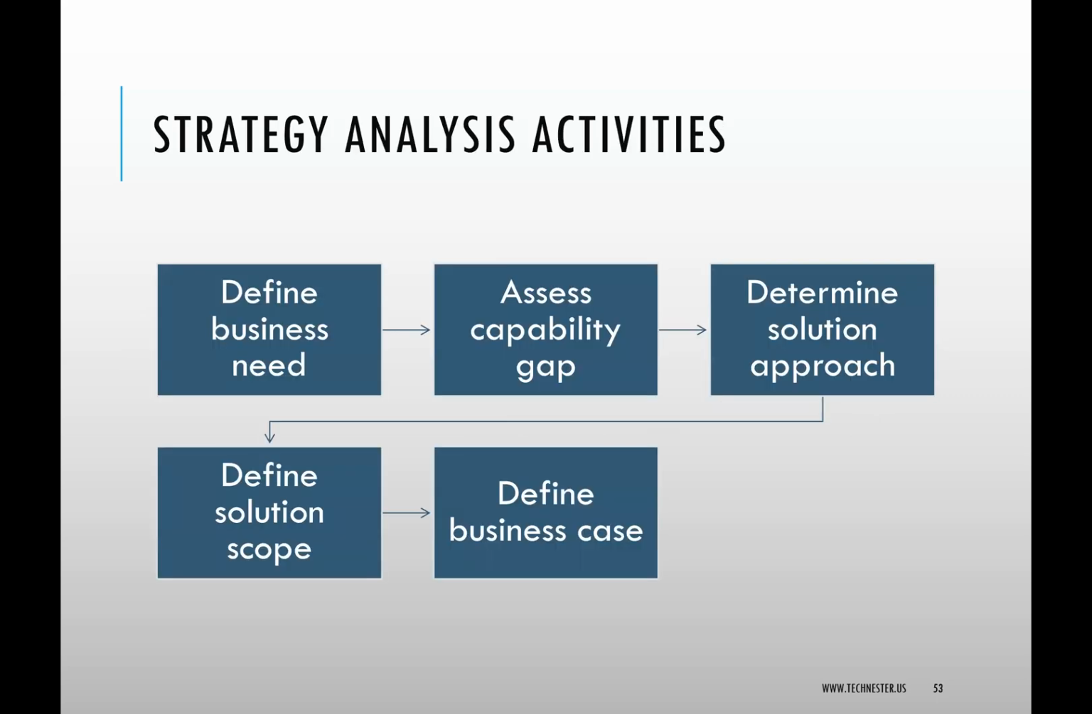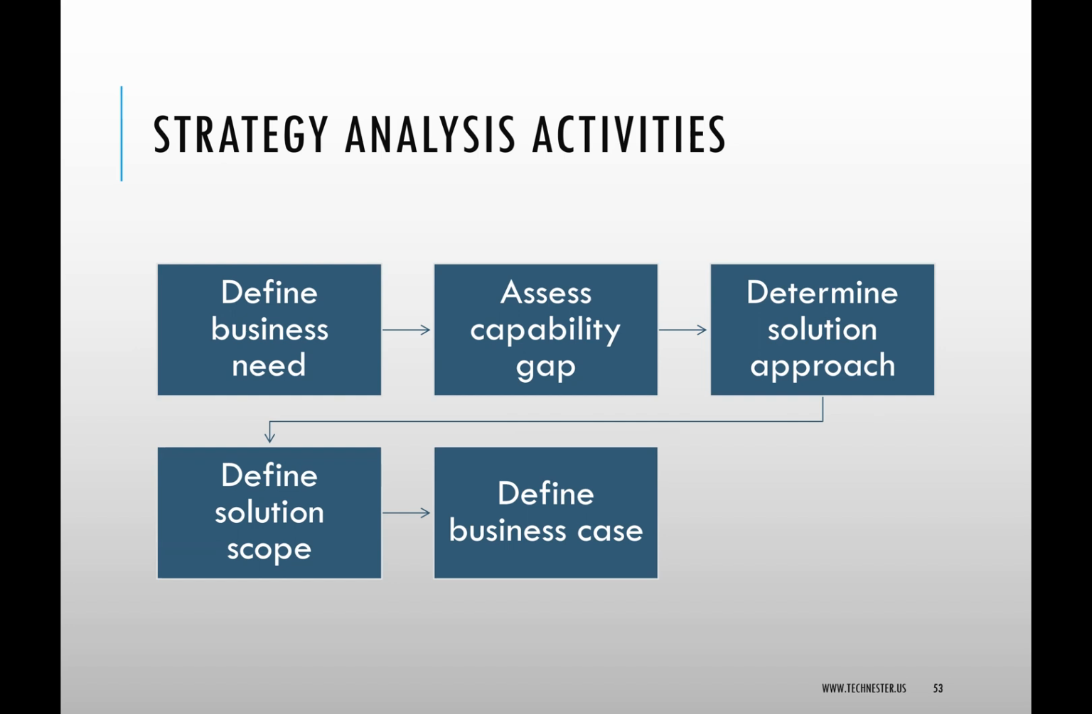So there are 5 things that happen in the strategy analysis phase, or conception phase. The BA defines the business need, working with the leadership of an organization. The BA assesses the capability gap. Then the BA determines the solution approach. And after doing that, the BA defines the solution scope and all that goes into making a business case for the solution.